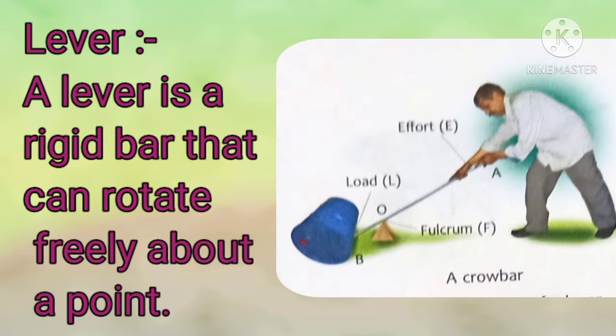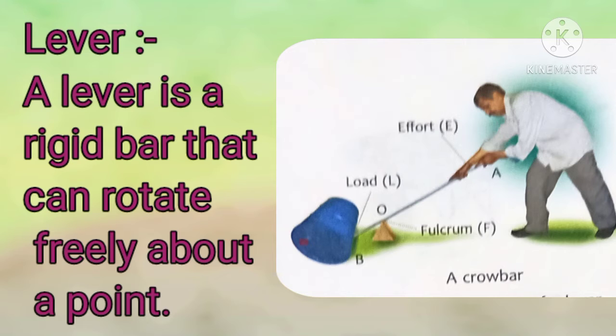Levers are simple machines. We use them in our daily life. A lever is a rigid bar which can rotate about a fixed point or a fixed line called the axis of rotation. The point or the axis of rotation is called the fulcrum. The distance of the fulcrum from the point at which effort is applied is called the effort arm. The distance of the fulcrum from the point at which the load acts is called the load arm.